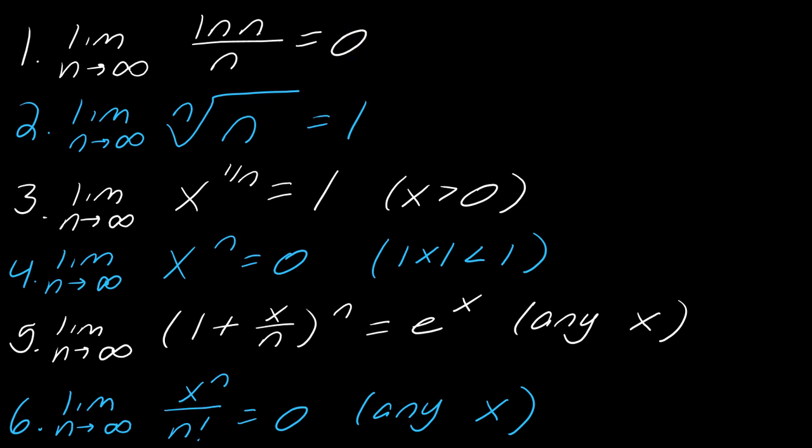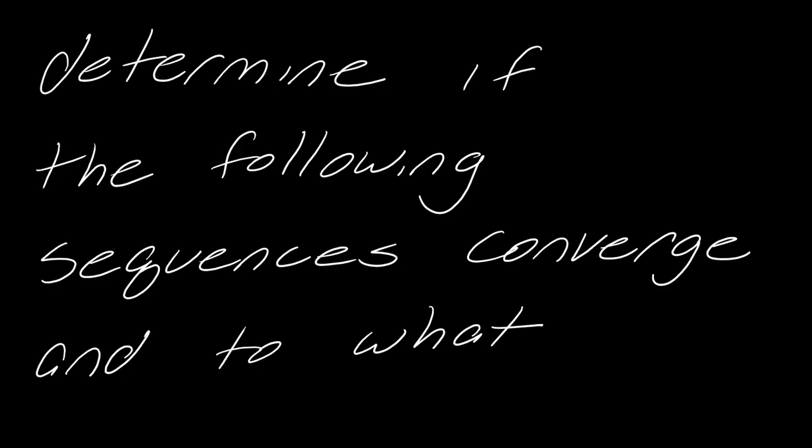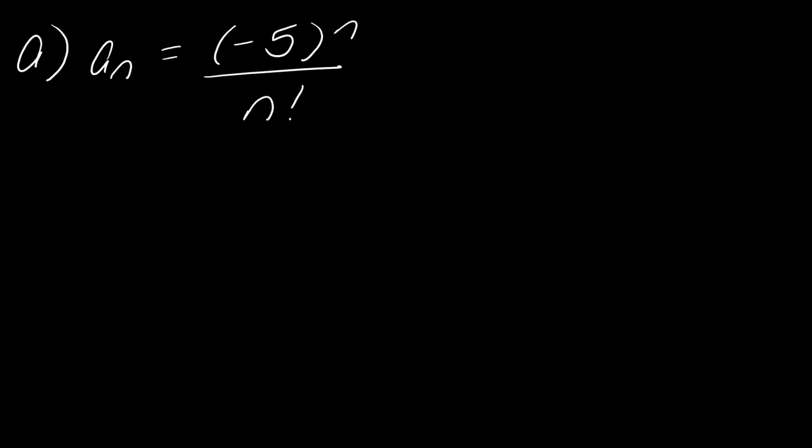So these are commonly occurring limits that come up very often with sequences. Just to get you used to using them, we'll do a handful of exercises where we determine whether the following sequences converge, and if they do converge, what they converge to. So for instance, if I'm out in the wild and I see a sub n equals -5 to the n over n factorial.